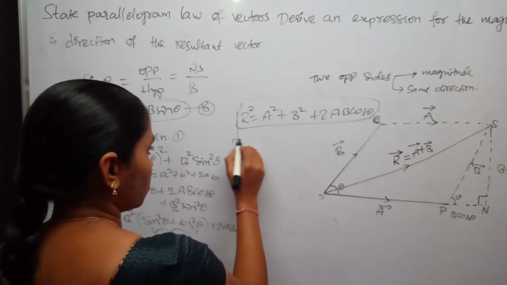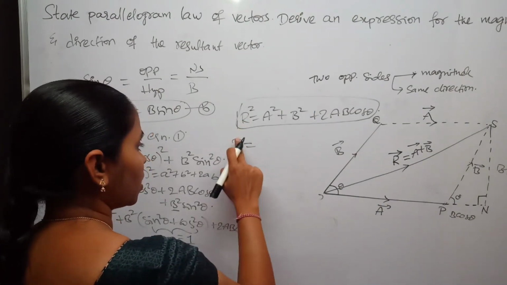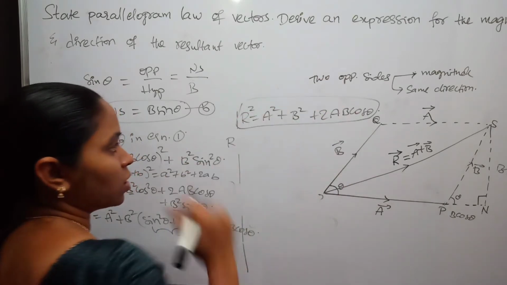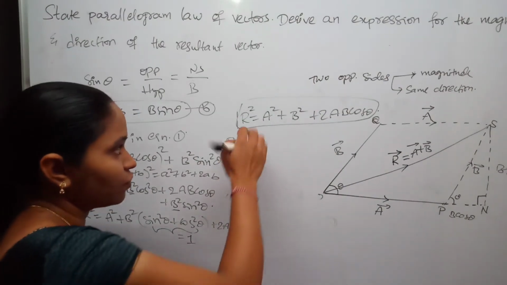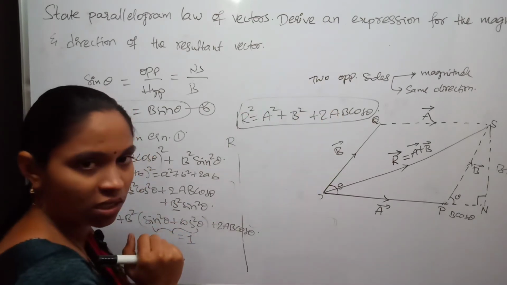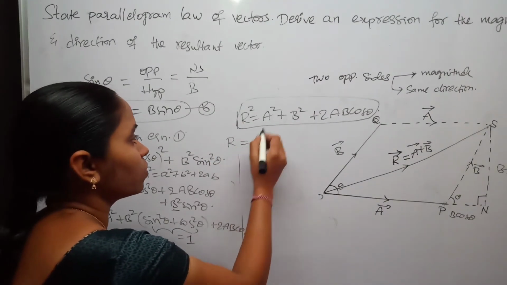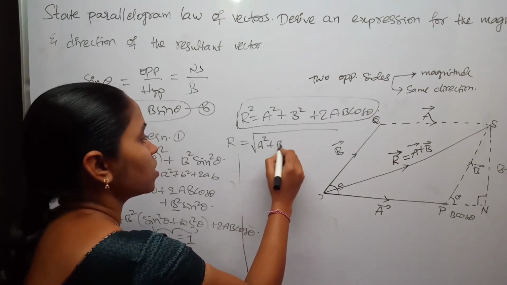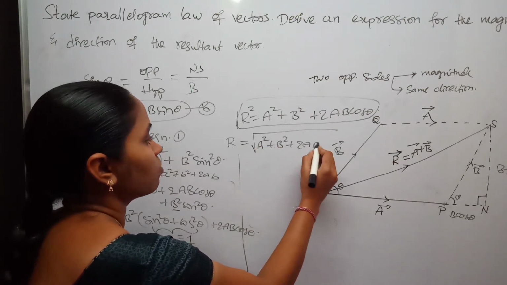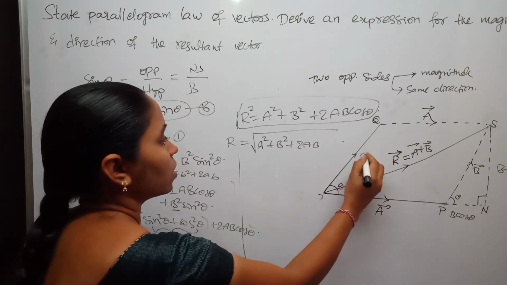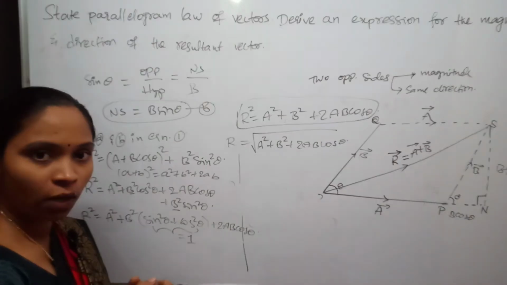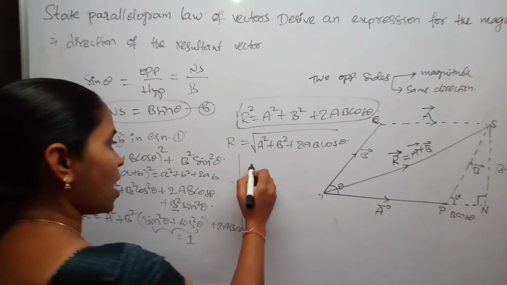If you bring this square to the right hand side, or apply square root on both sides, this R will be equal to the square root of A square plus B square plus 2AB cos theta.